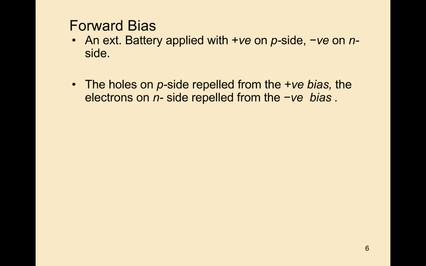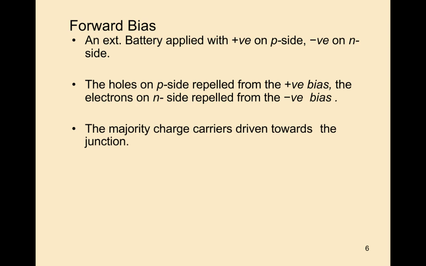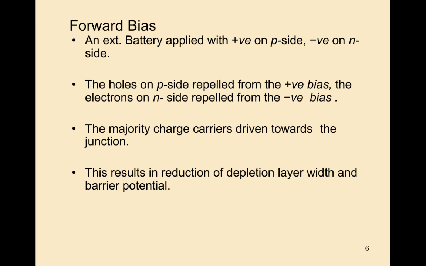By connecting in this way, the holes on the P side repel from the positive terminal of the battery, and the electrons on the N side repel from the negative terminal of the battery. In this way both repel each other. By repelling, the holes and electrons, the majority carriers, are driven towards the junction. This results in a reduction of the depletion layer width and the potential barrier.